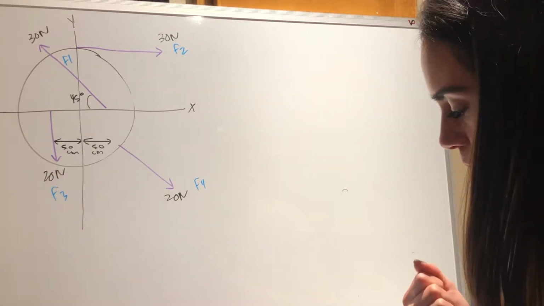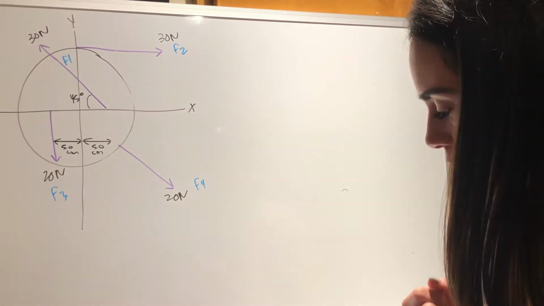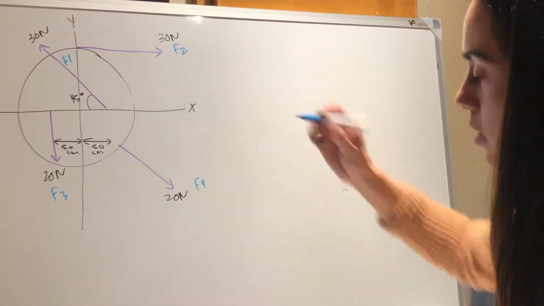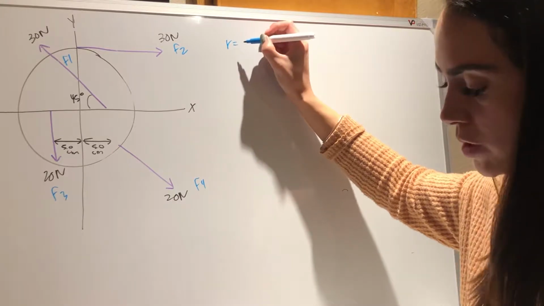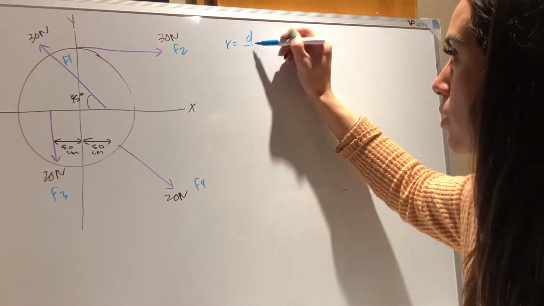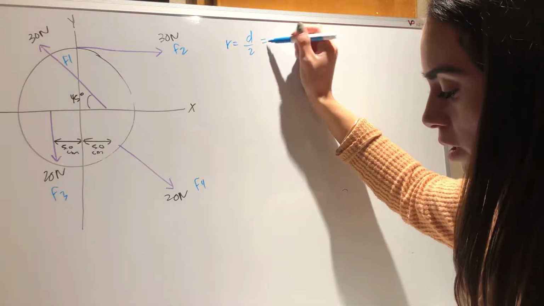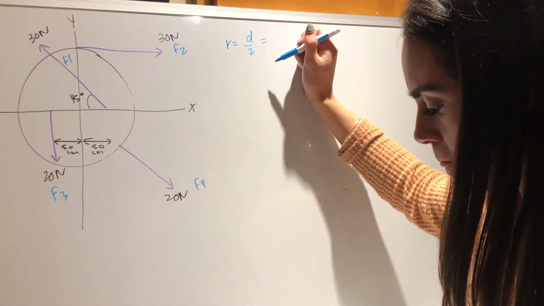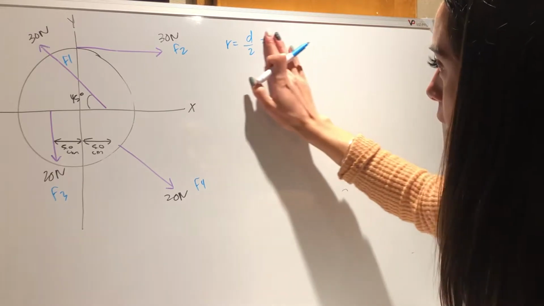So the equation that I'm going to use for all of these forces is going to be R equals diameter divided by 2. That's how you find the radius. So anyway, we'll come back to that.